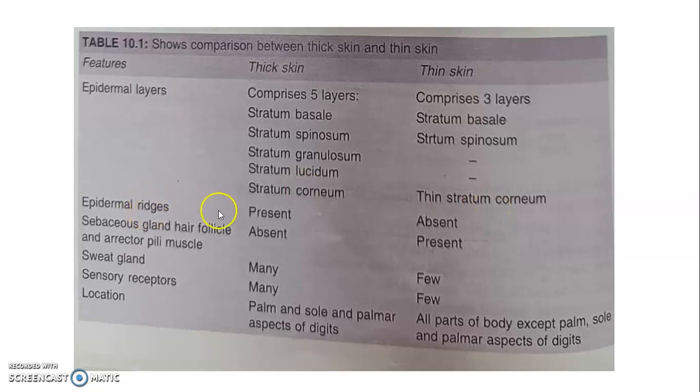The epidermal ridges are present in thick skin and absent in thin skin. Sebaceous glands, hair follicles, and arrector pilli muscles are present in thin skin. Sweat glands and sensory receptors are many in thick skin while they are few in thin skin. Thick skin is present in palms and soles and palmar aspects of the digits. While thin skin is present over all parts of the body except palm, sole, and palmar aspects of digits.